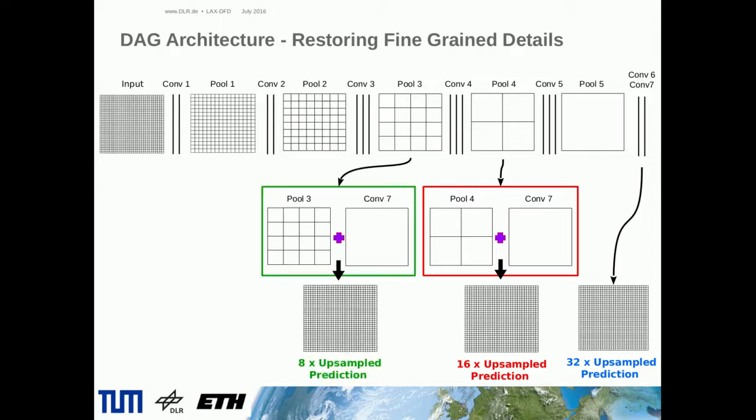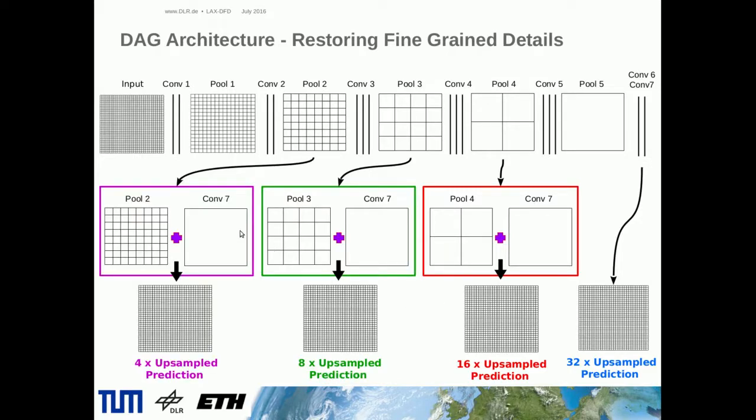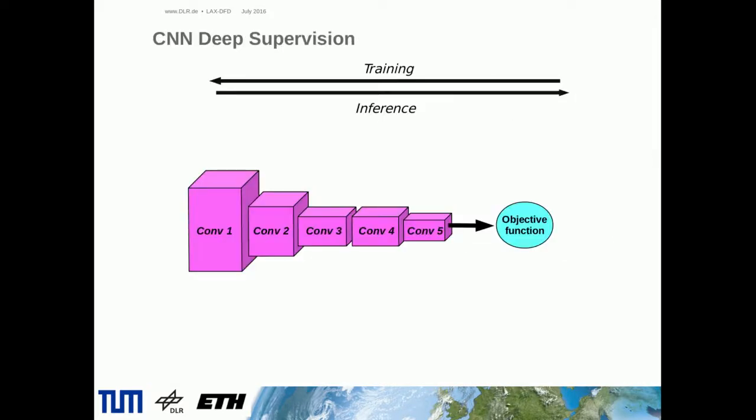To improve more, we introduce more of these connections as much as our hardware allows us, and in this paper we ended up with a representation that needed to be upsampled only 4 times to meet the input resolution, whereas with the sequential architecture it would need to be upsampled 32 times. So this restored somewhat the lost fine-grained details.